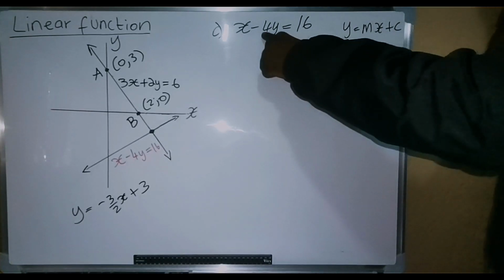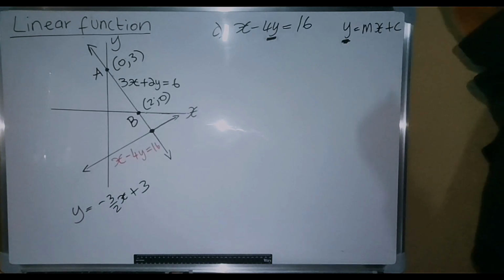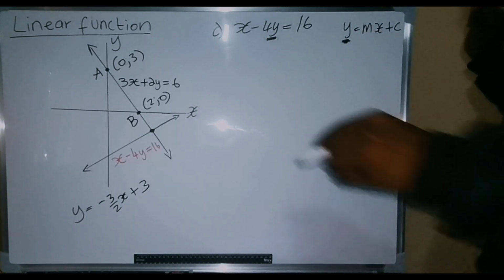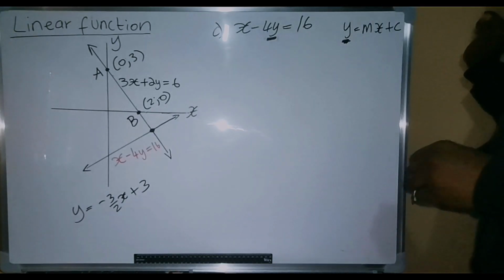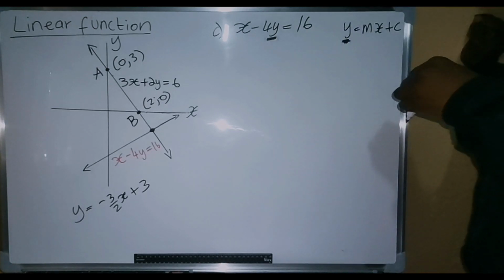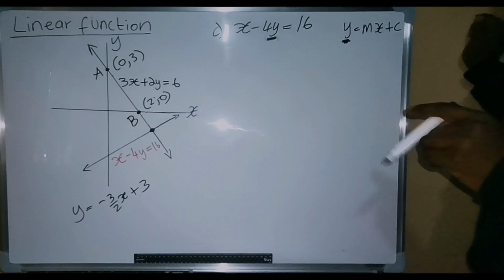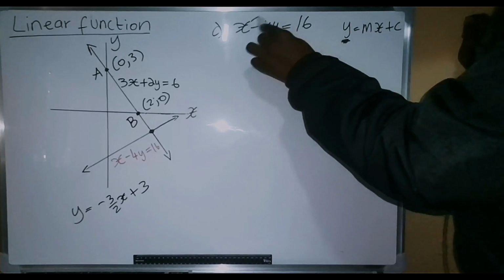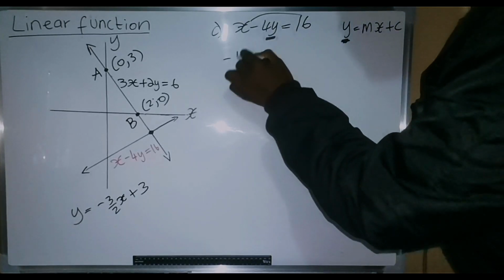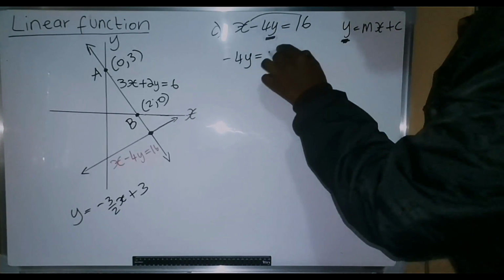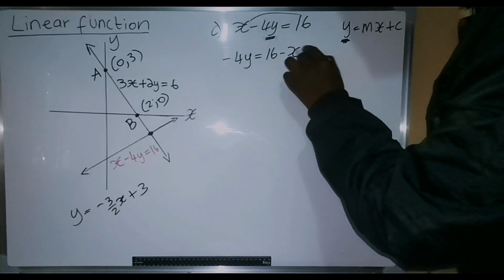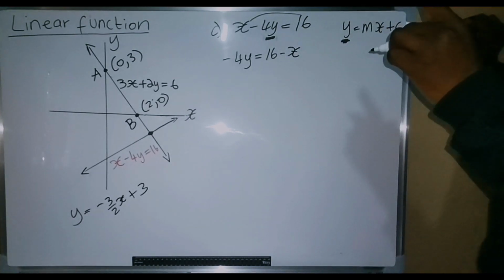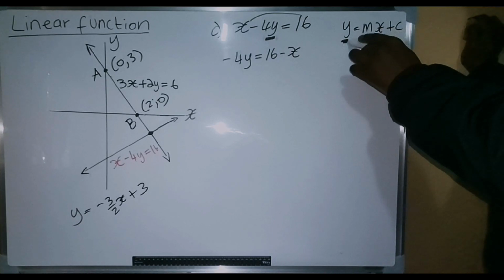How about the negative 4 plus y? Whatever is not y, we take it to the other side, and then y is left on its own. So we have negative 4y equal to 16 minus x. Now, y will be positive y on one side, only one.